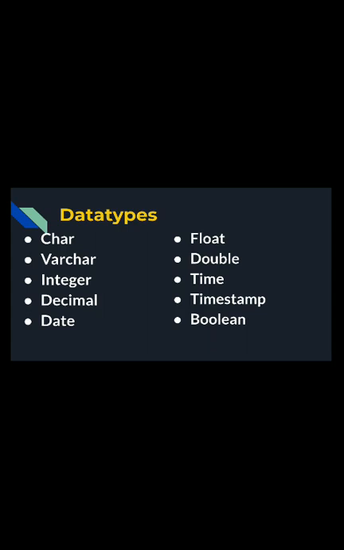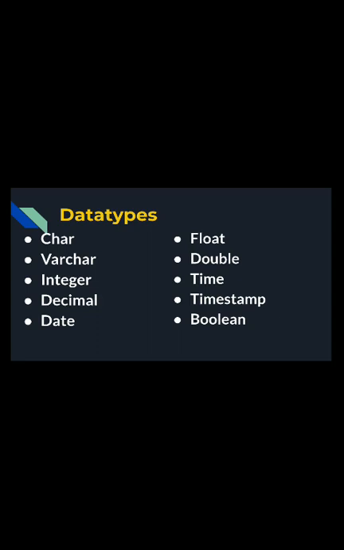The data types that we'll actually be using, there are more of them, but the ones we actually use are shown over here. So we have char, varchar. I've told you the difference between char and varchar. Char is of fixed length and varchar is of variable length, right?